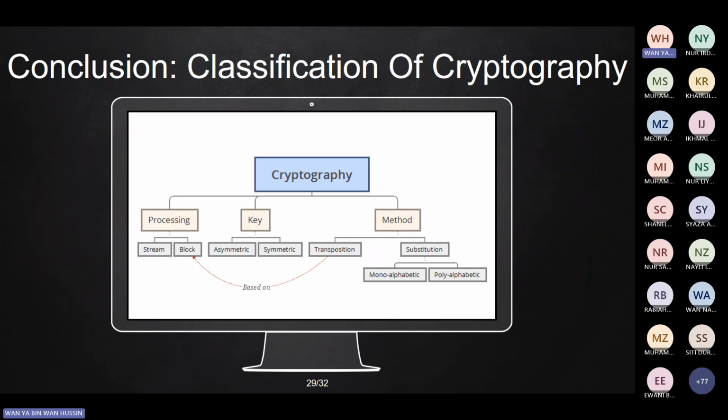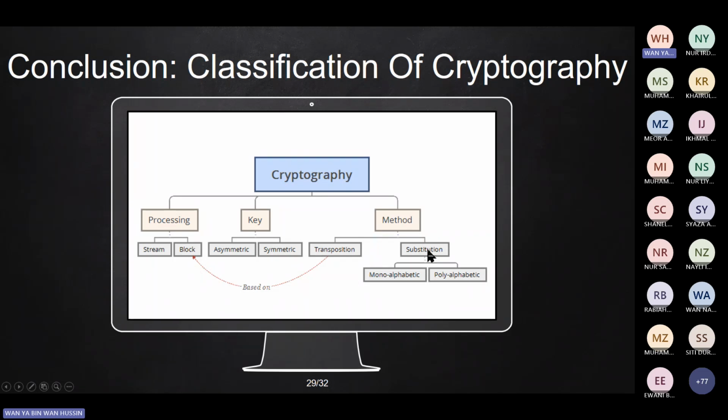Because of this, transposition cipher can be done only with block cipher. Transposition cipher cannot be conducted on stream because we have only one alphabet, one letter, one character. We cannot change the position of that particular letter. While substitution cipher can be applied to both stream cipher and block cipher.